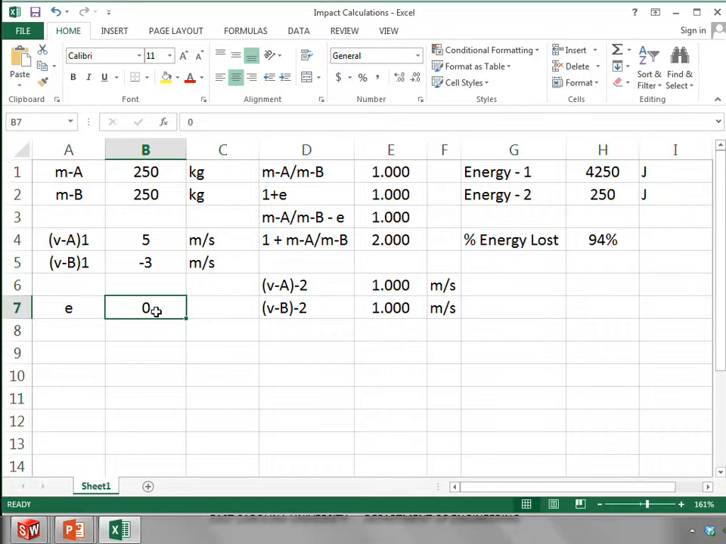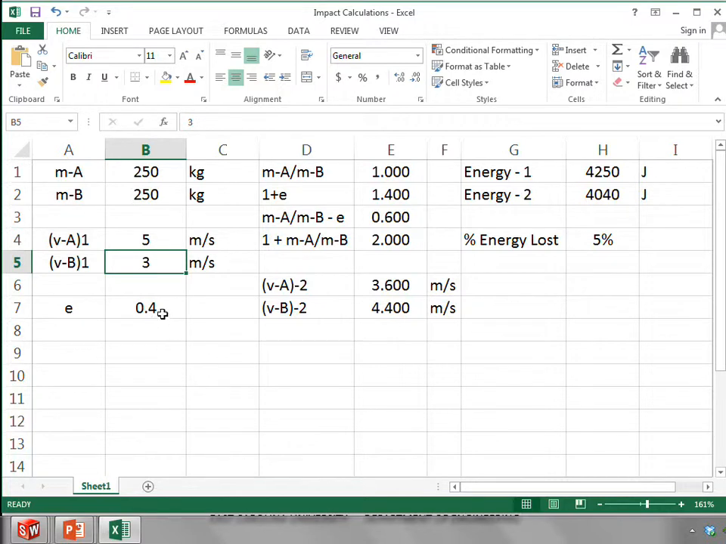Let's set it back to 0.4, which was our baseline value. And what if instead of the two coming together, approaching each other in different directions with velocities, what if the velocities are in the same direction so that B is overtaking A? Well, you can see in this case the energy loss is very low, only 5%.